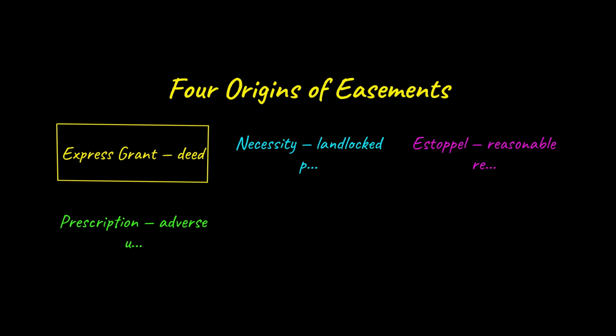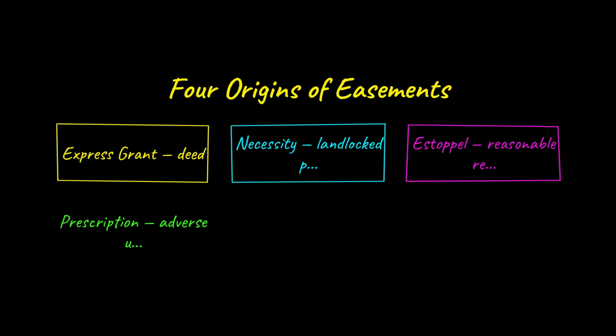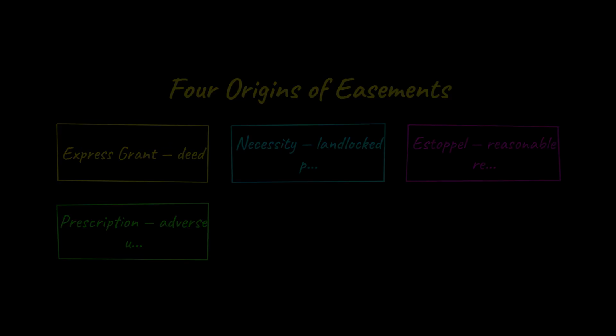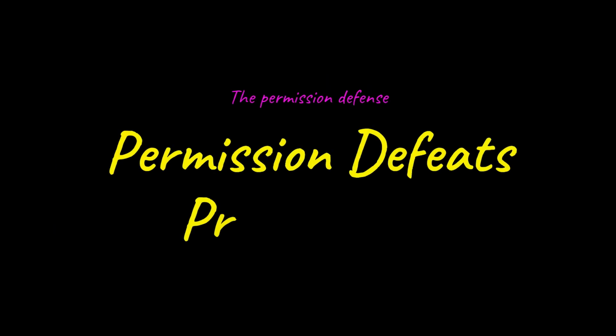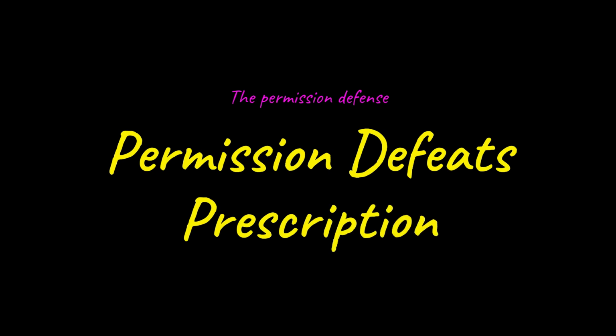A grant comes from a deed. Necessity comes from a landlocked division. Estoppel comes from relying on someone's permission or representation. And prescription alone comes from open, continuous, adverse use. Permission is fatal to a prescriptive claim because permitted use can never be adverse. If the neighbor had simply said yes at the start, no prescriptive easement could ever form.